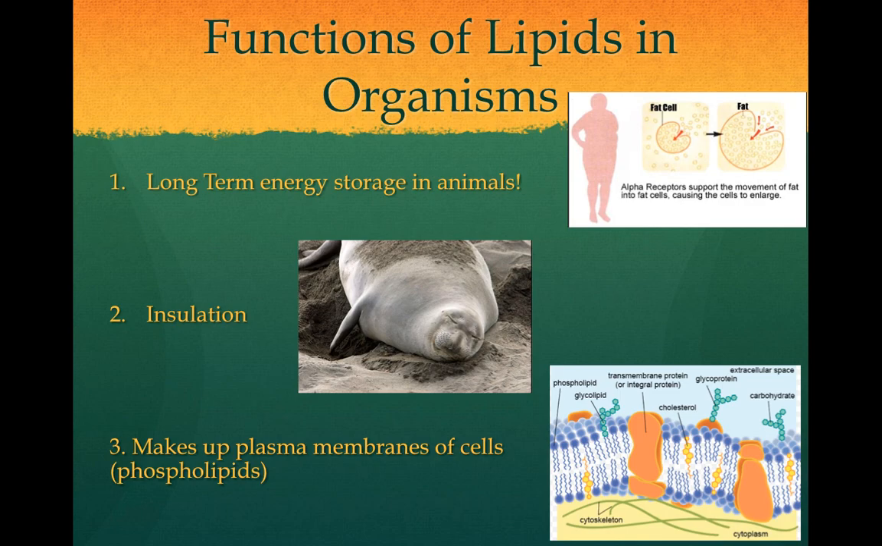So before you move on to anything else, or before you close this out, make sure you have your elements highlighted, your monomers, so your glycerol and fatty acids. Make sure you have under phospholipids, where it's starred, only these contain phosphorus along with CHO, and then the functions in organisms. Make sure all that's highlighted before you close this out.